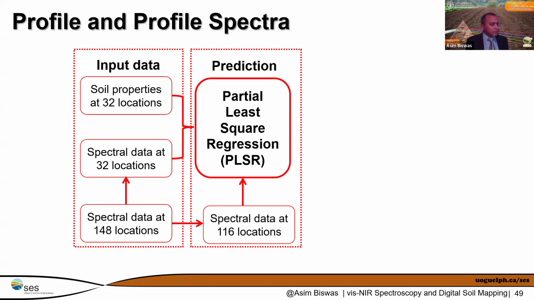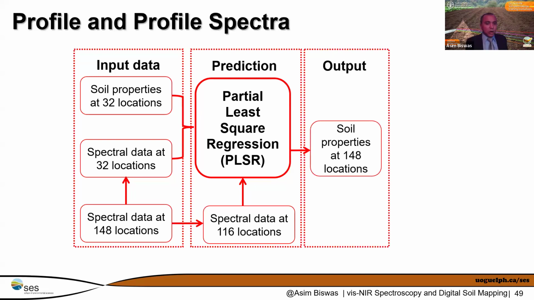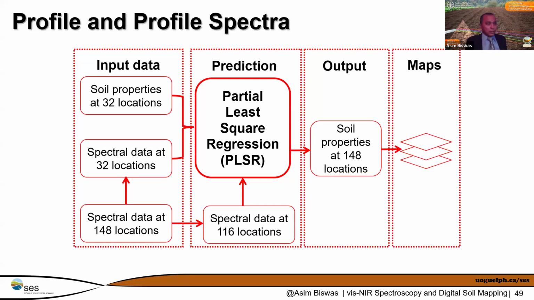So we created that model using the 32 soil cores, and once that model was established, we predicted the 116 locations as well. So at the end, we got 148 predicted locations. Though we measured soil properties at 32 locations, we wanted to take it further, really intensifying the data collection using field spectroscopy to 148 locations. Once we have those 148 locations, we wanted to go and develop the maps.